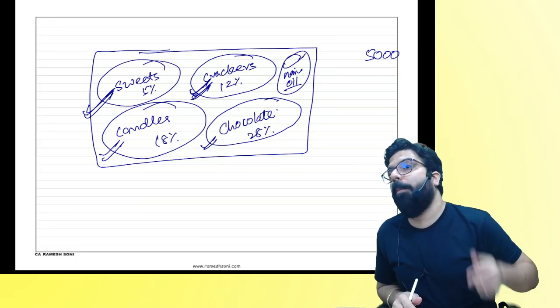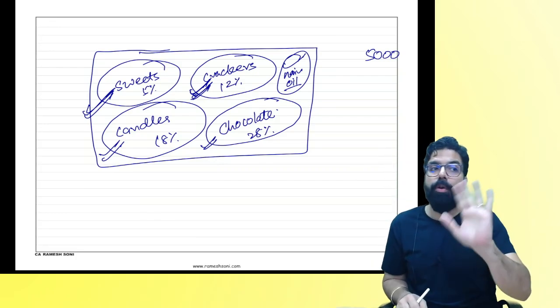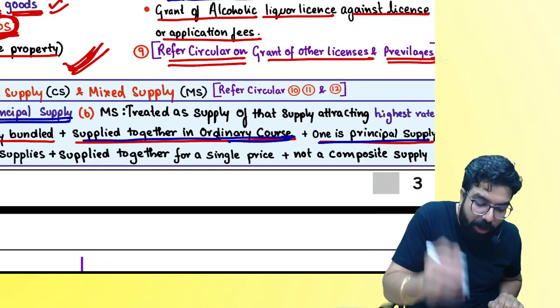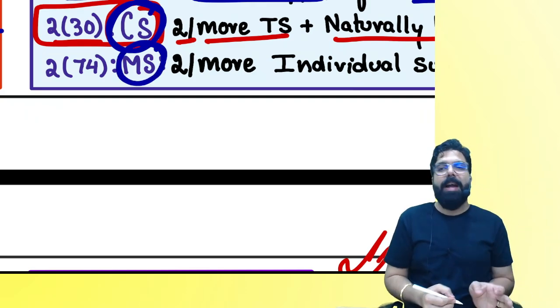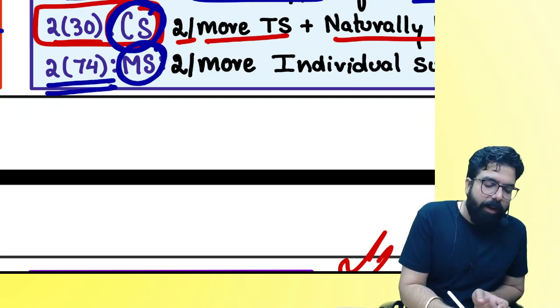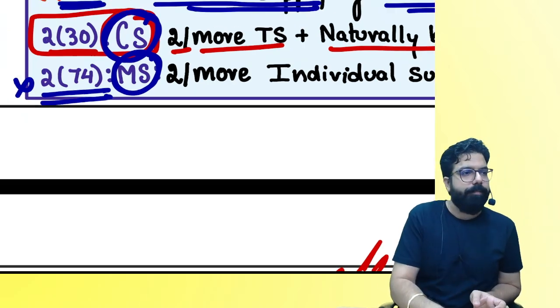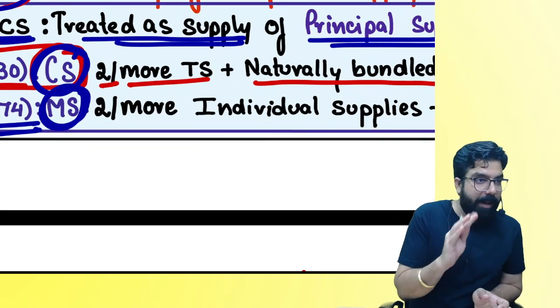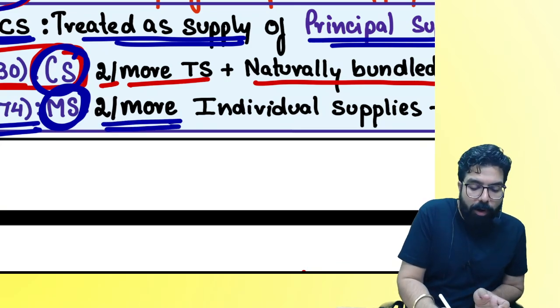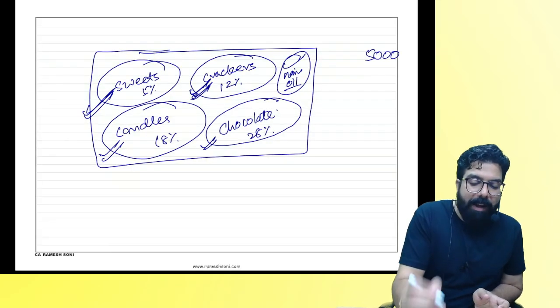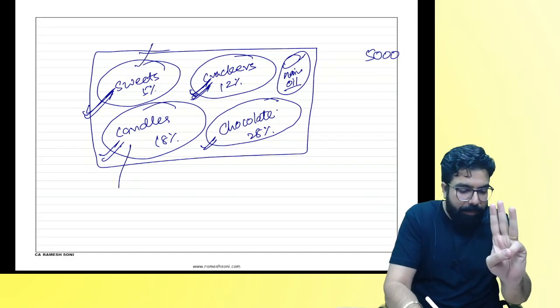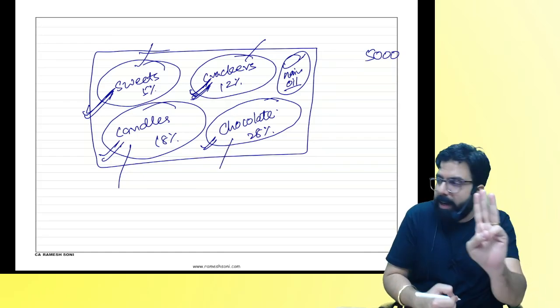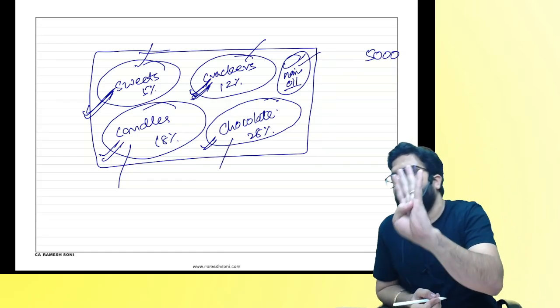So my question, is it composite? No. Now when it is not composite, you have to see if it is mixed supply or not. The definition of mixed supply is given in section 2(74). You don't have to remember the number, but you have to remember what mixed supply is. Mixed supply means two or more individual supplies. Is sweets an individual supply? Yes. Candles another individual? Crackers another individual? Chocolate another? And hair oil another?